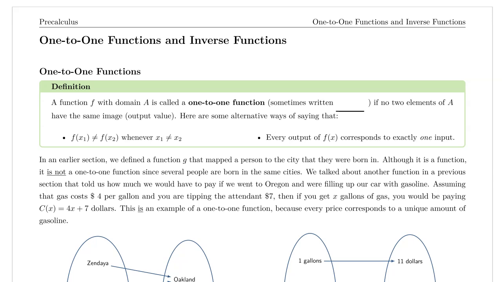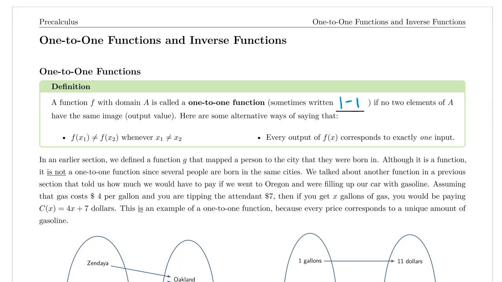In this video, we're going to be talking about one-to-one functions and inverse functions. A function f with domain A is called a one-to-one function, sometimes written 1-1, if no two elements of A have the same image or output value. Here are some alternative ways of saying that.